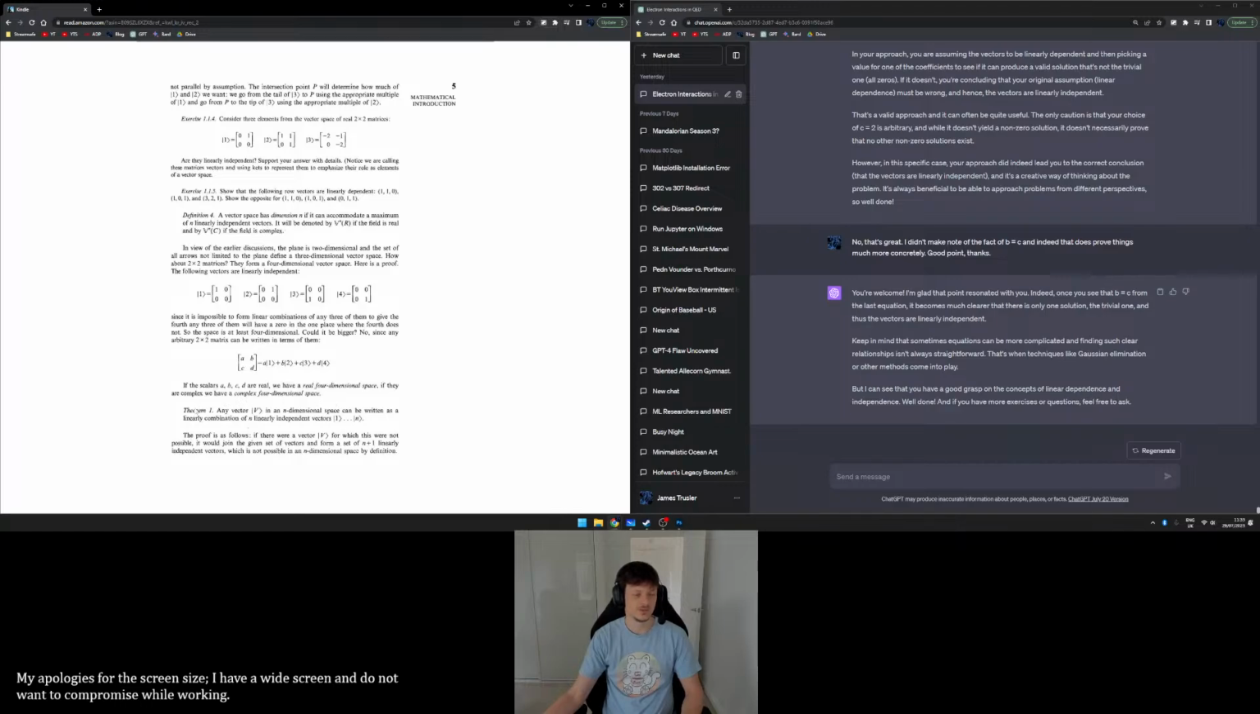Okay. So theorem 1. Any vector v in an n-dimensional space, I guess this thing, or this thing actually, can be written as a linear combination of n linearly independent vectors. Yeah, okay, so that makes sense. So all it's saying is that this can be written like this. That's what it's summarizing. The proof is as follows.